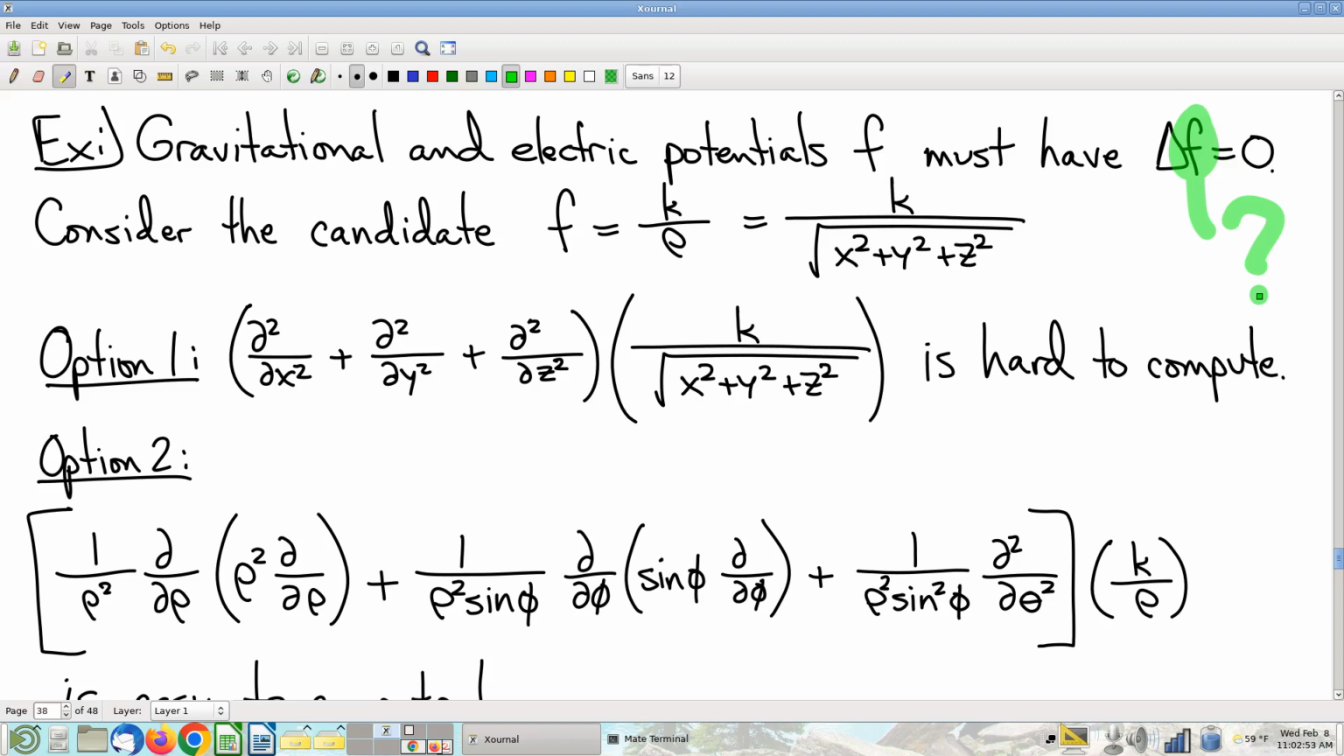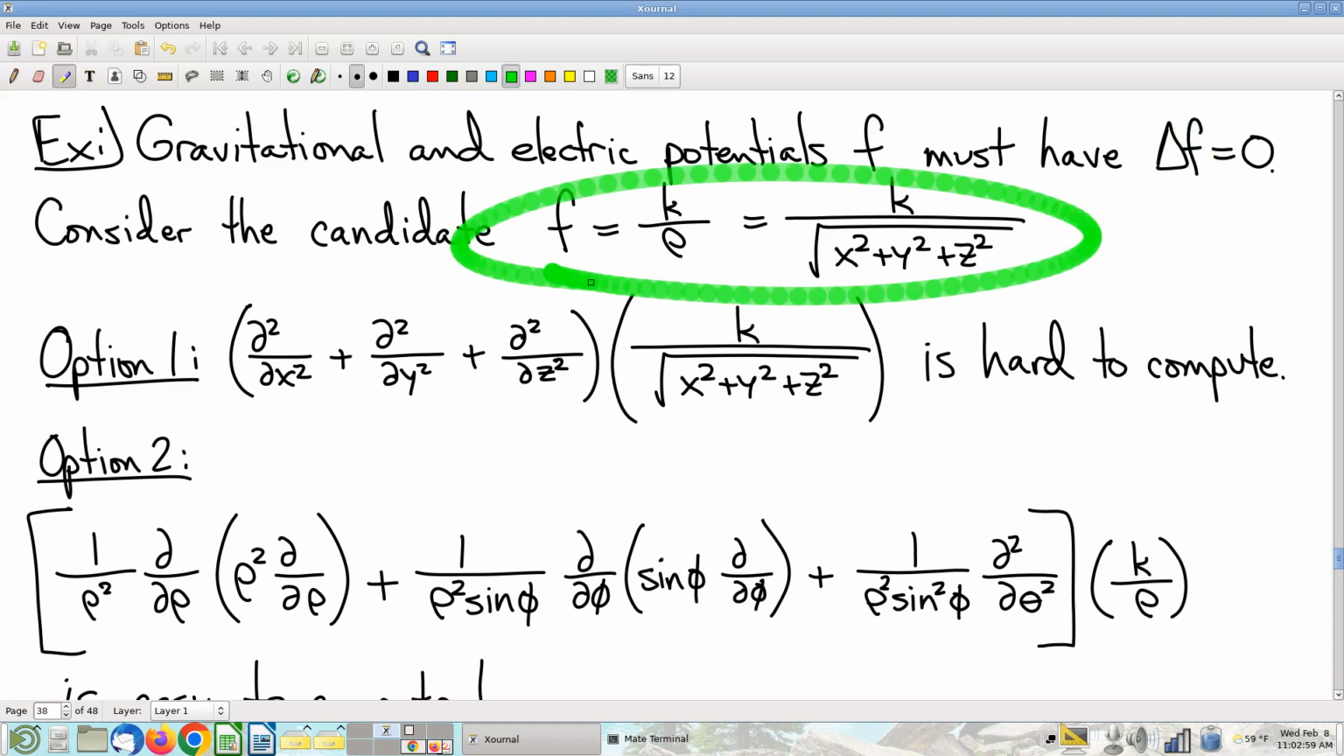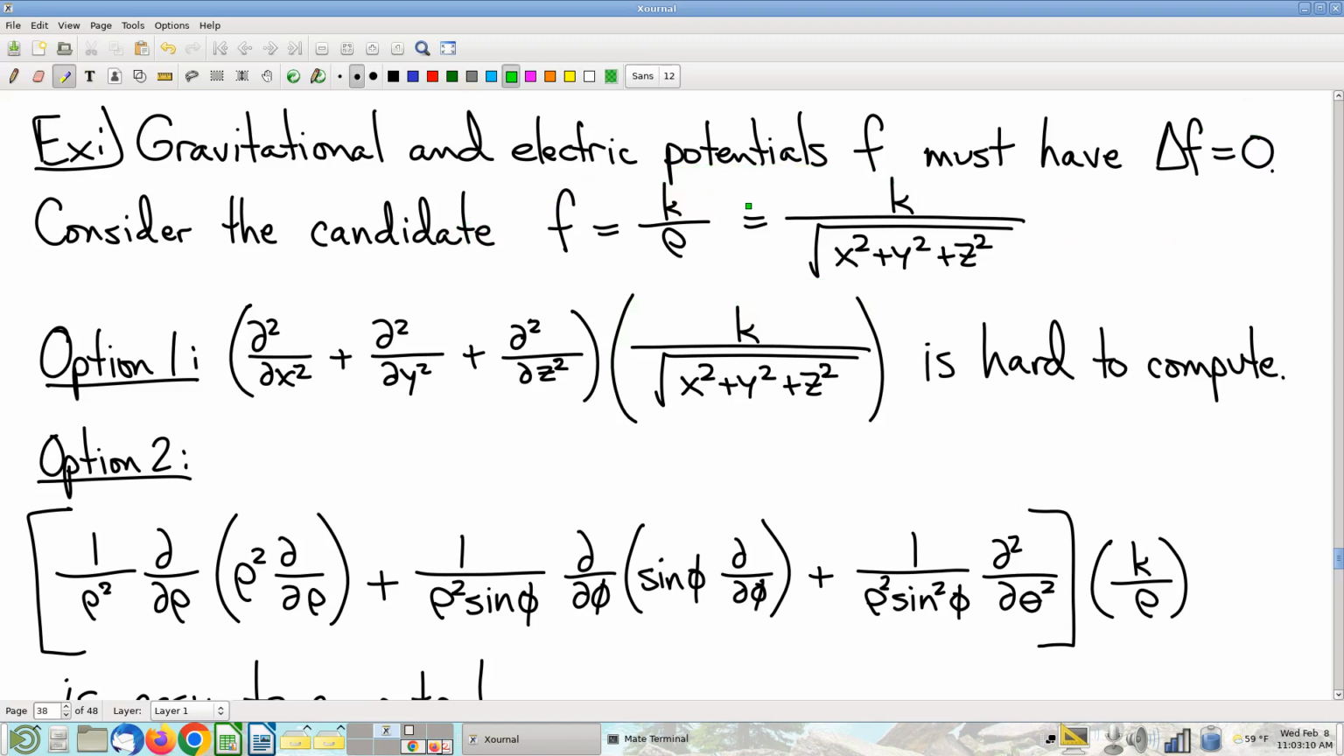Pretty natural question, right? And so we might want to try, for example, to test something. Let's try this function right here, and let's plug it into there and see if it works. And now you'll notice this function I've written two ways. I've written it in rectangular coordinates, but look how much easier it is in spherical coordinates. Way easier.